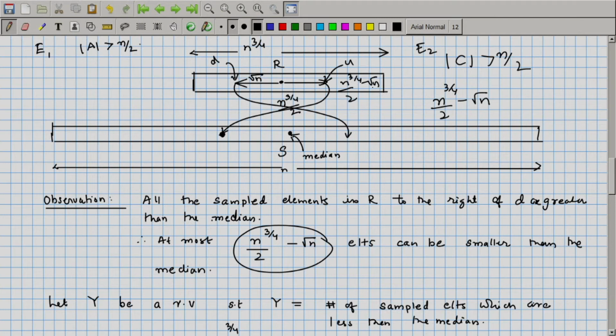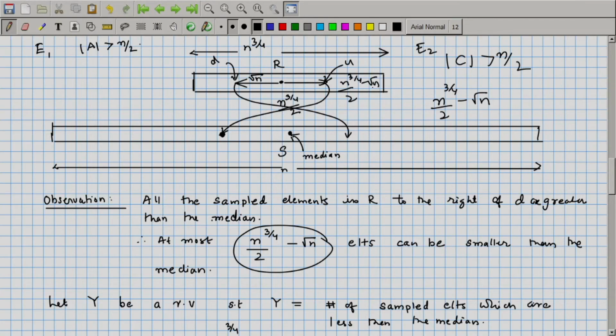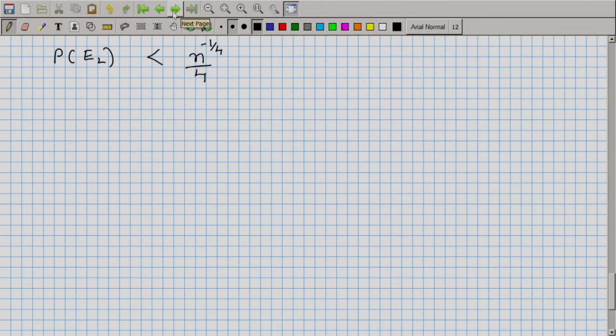So, only these n raised to 3 by 4 by 2 minus root n elements stand a chance of being greater than the median. So, the maximum number of elements which are greater than the median in the sampling of R is going to be bounded by n raised to 3 by 4 by 2 minus root n. Okay. So, then the analysis is essentially the same, and we will get the probability of E2 to be less than n raised to minus 1 by 4 by 4. Now, we need to look at this event, the probability of E3. Okay. So, E3 was this event.